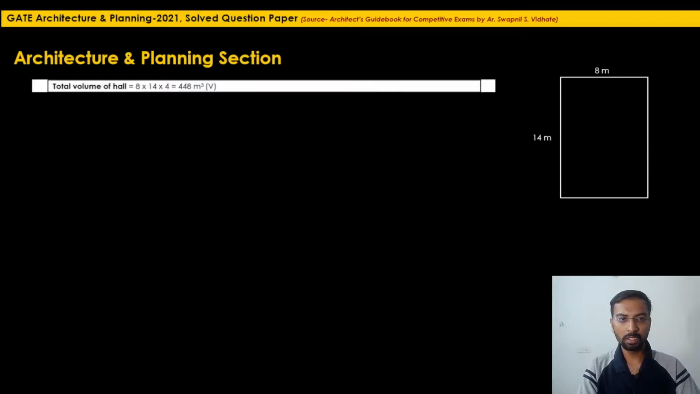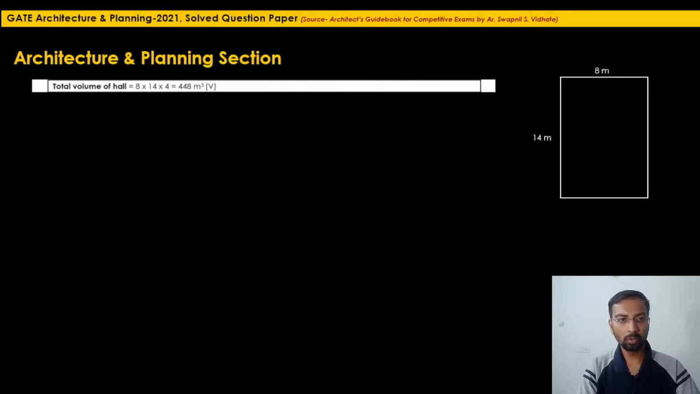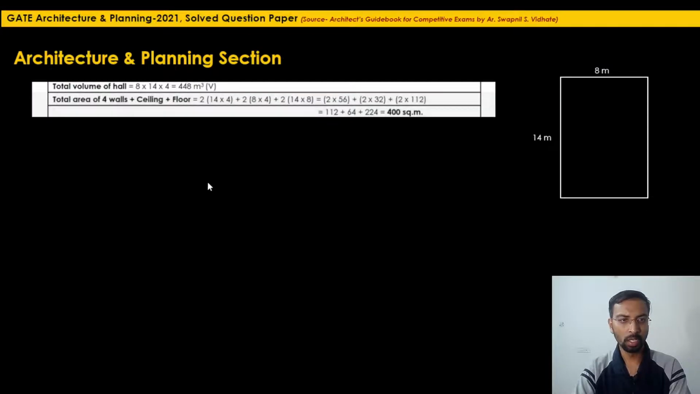Here they have mentioned the room dimension: 8 meter by 14 meter by 4 meter. So what will be the total volume? 8 into 14 into 4, so the total volume is 448 meter cube. We have found the total volume. Next we will find the total area of the 4 walls. There will be 2 walls of dimension 14 by 4, and 2 walls of dimension 8 by 4. So simply 2 into 14 by 4 plus 2 into 8 by 4.